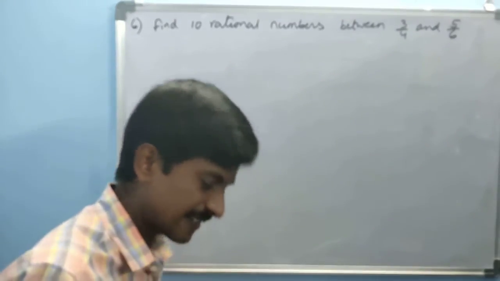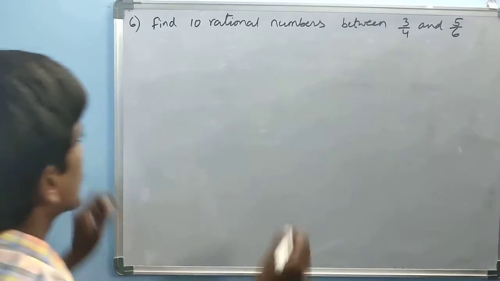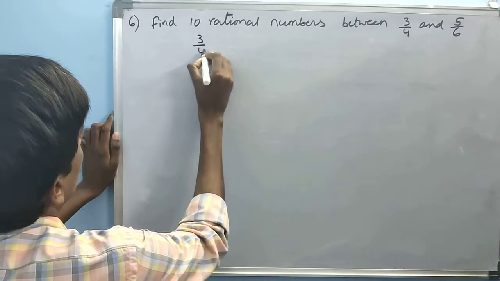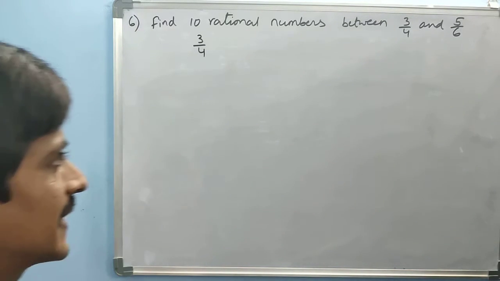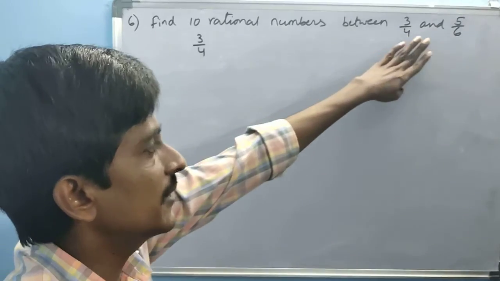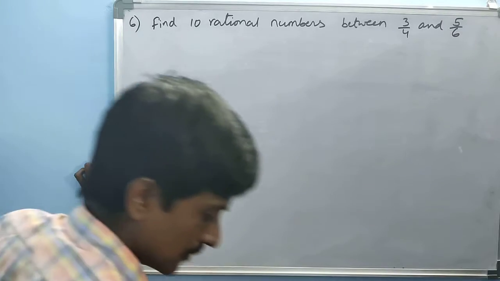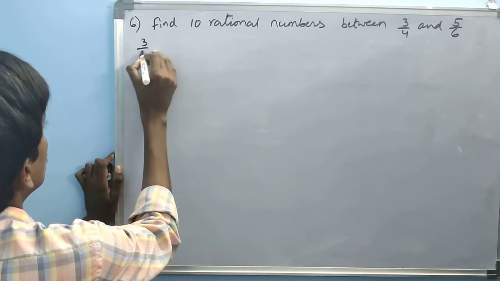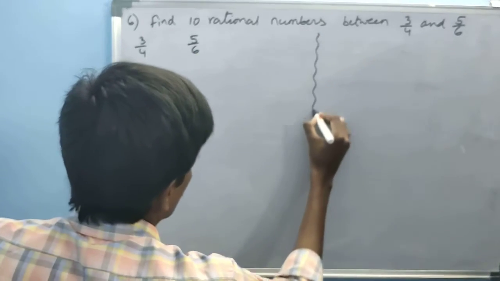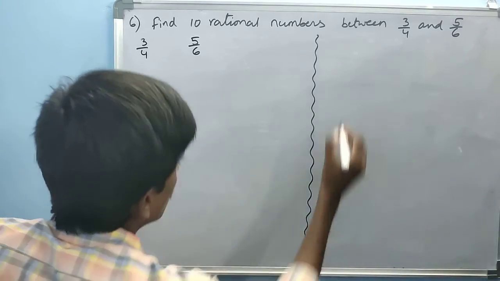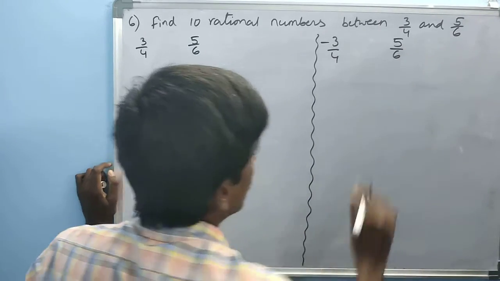Here, minus is given. I will take plus 3 by 4 and 5 by 6. Look at the board, all of you: 3 by 4 and 5 by 6. First of all, you will take plus 3 by 4. After that, I will take minus 3 by 4, and 5 by 6.